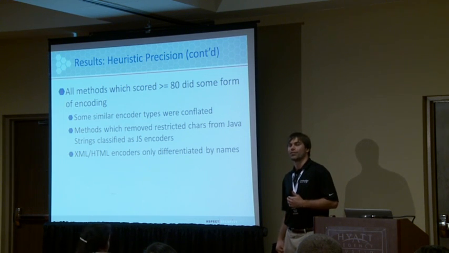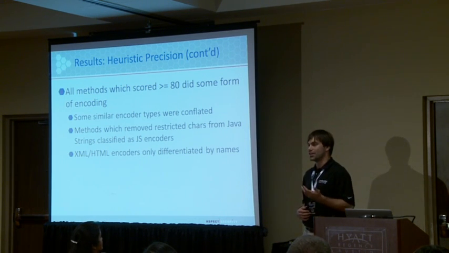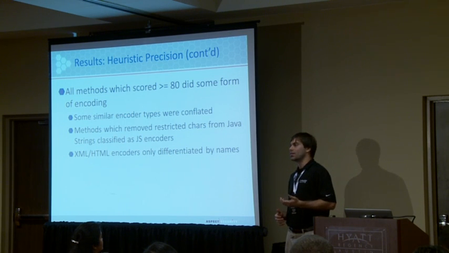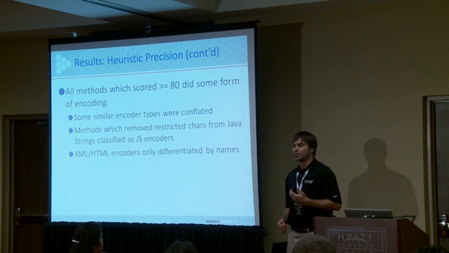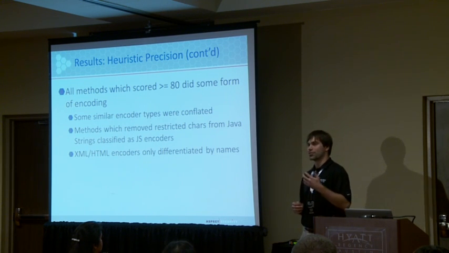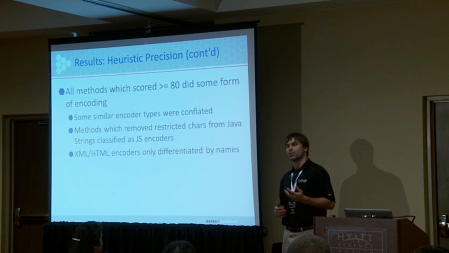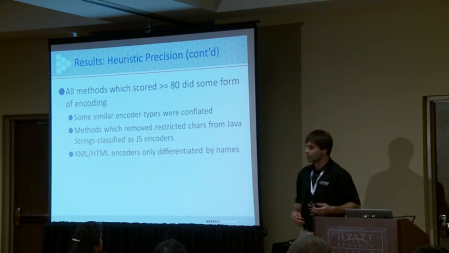We found that several of the encoding types were fairly similar in what they did. HTML and XML do a lot of the same things, and so those were sometimes conflated with each other. Similarly, JavaScript encoders generally do a lot of the same things as any encoder for C-style strings. So we had a couple of cases where, for example, encoders that were manipulating Java strings were counted as JavaScript encoders.